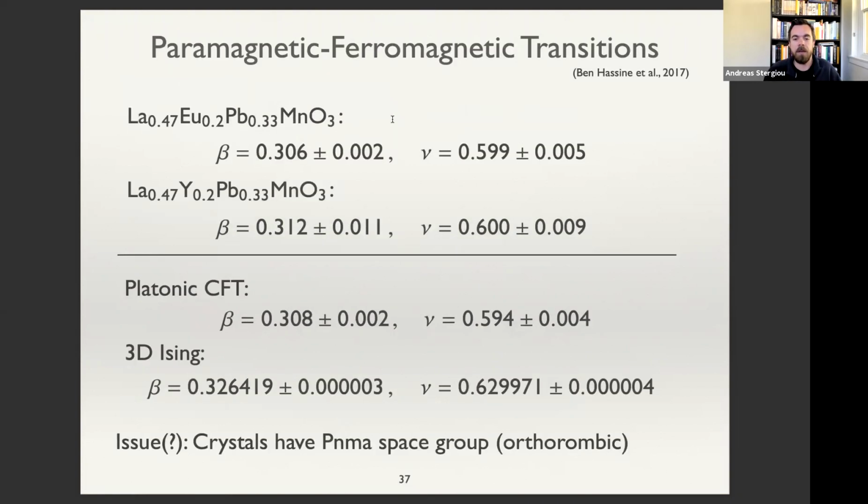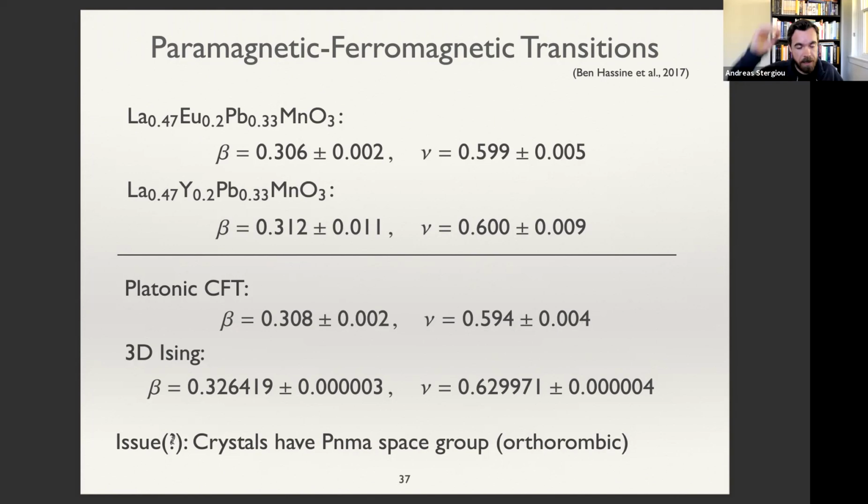Okay, and let me just finally bring to your attention some other paramagnetic-ferromagnetic transitions in these types of compounds that I recently found in the literature. The experimentalists give these numbers for these transitions that they measured. They're perhaps too accurate, but I'm not an expert to judge the error bars that they give. And here, these authors conclude that this number should be Ising. But here, clearly, the Platonic theory does a much better job explaining these critical exponents.